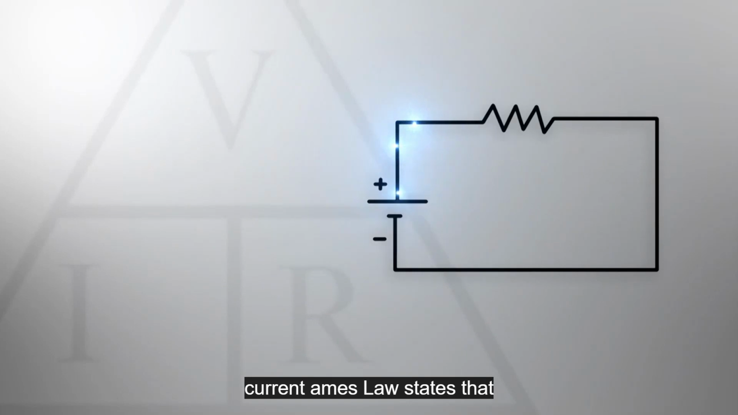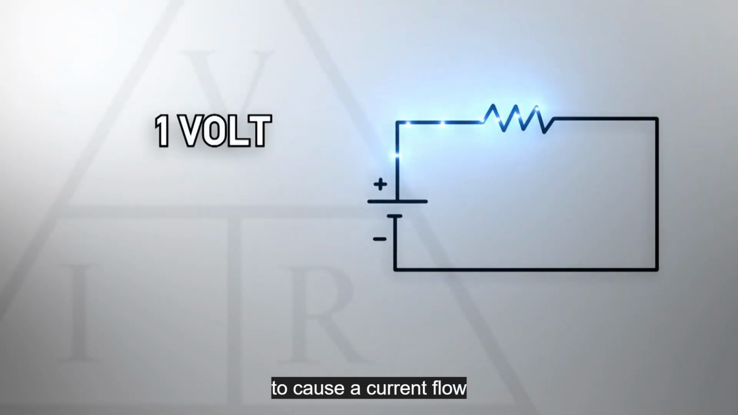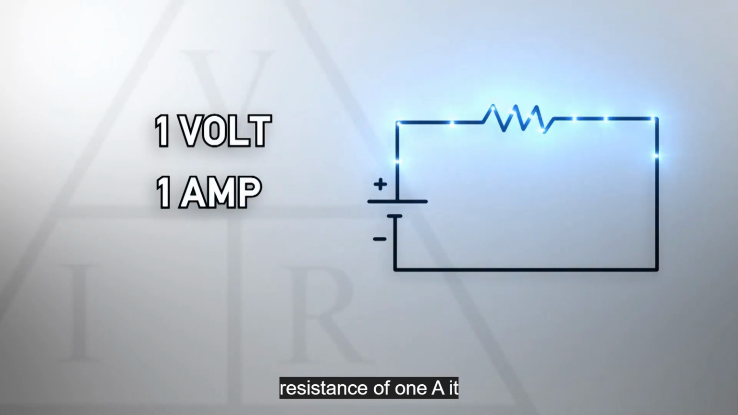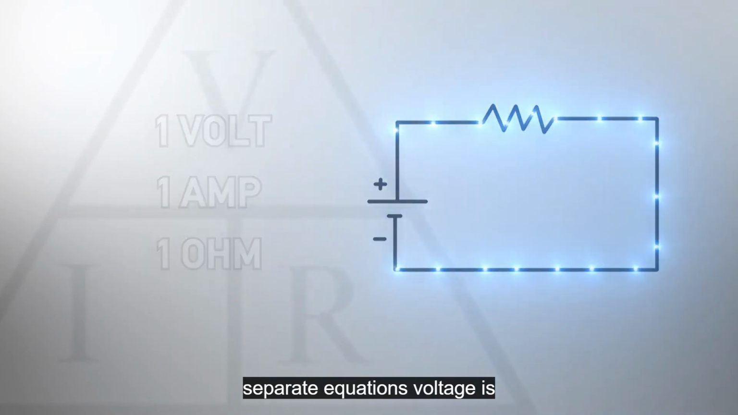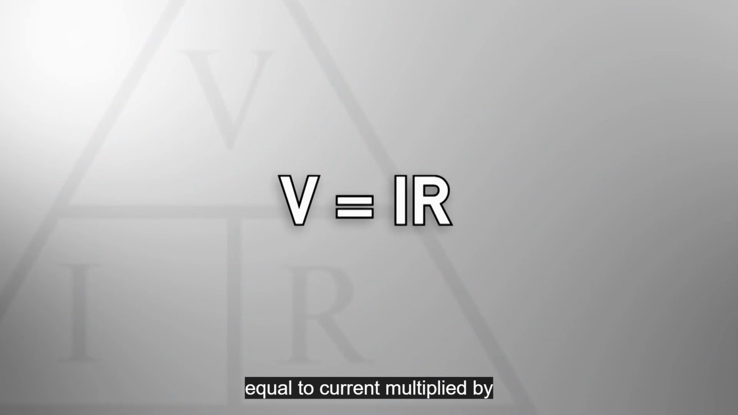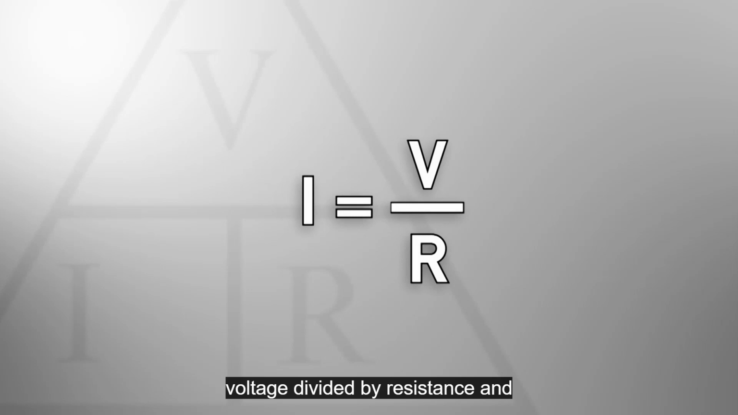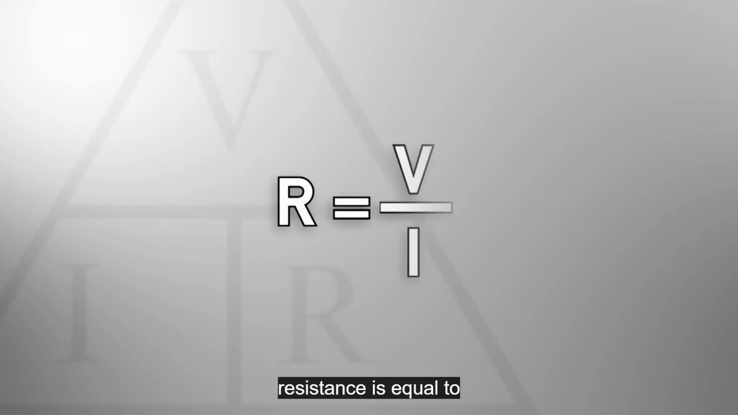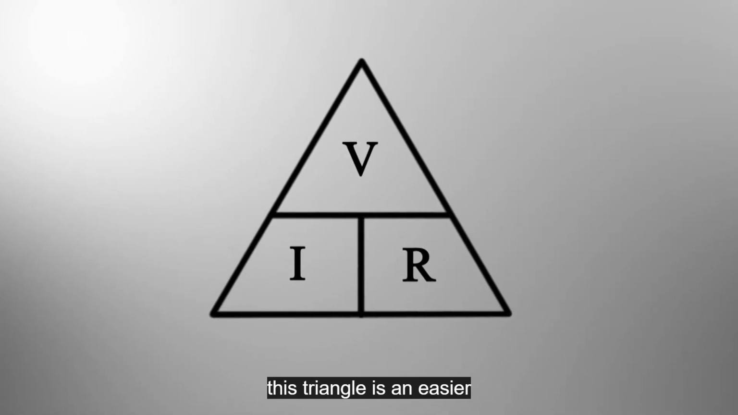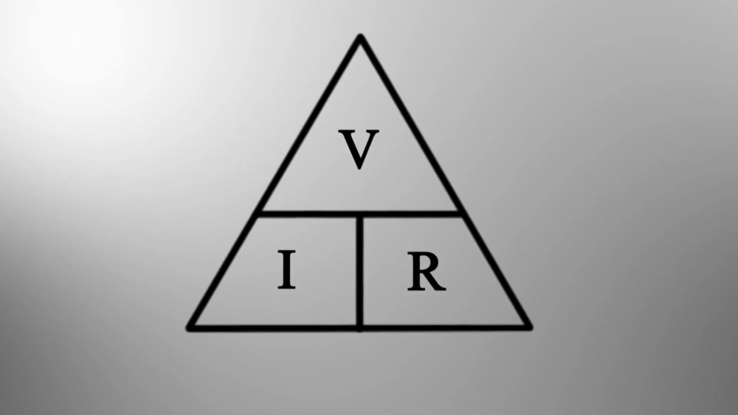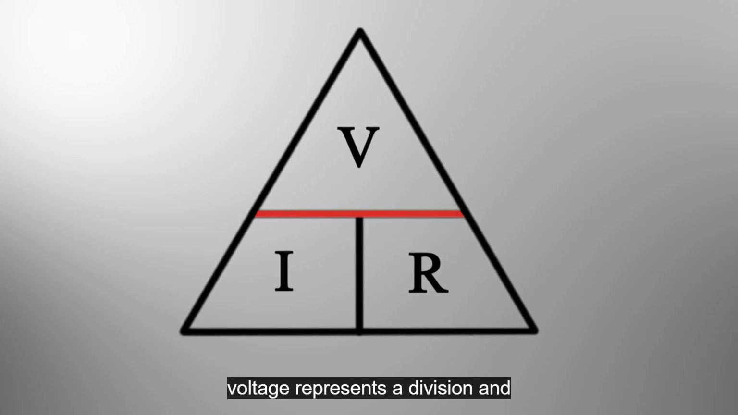Ohm's law states that it requires 1 volt to cause a current flow of 1 amp through a resistance of 1 ohm. It can be expressed as 3 separate equations. Voltage is equal to current multiplied by resistance. Current is equal to voltage divided by resistance, and resistance is equal to voltage divided by current. This triangle is an easier way to remember these formulas. The line under voltage represents a division, and the one between current and resistance represents multiplication.